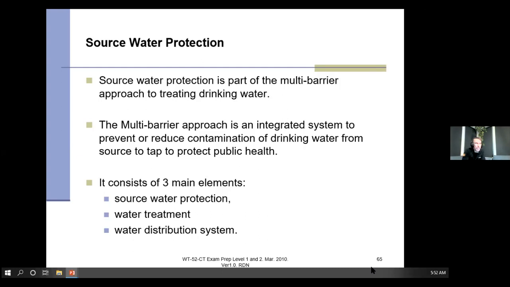Again, this is to prevent or reduce contamination. It protects from source to the tap. It's not just the treatment in between, but also looking at the source, all the way from when it leaves our treatment plant to our customer's tap. Part of this is source water protection, making sure that it's protected and that there's no ill effects from any sort of industry.